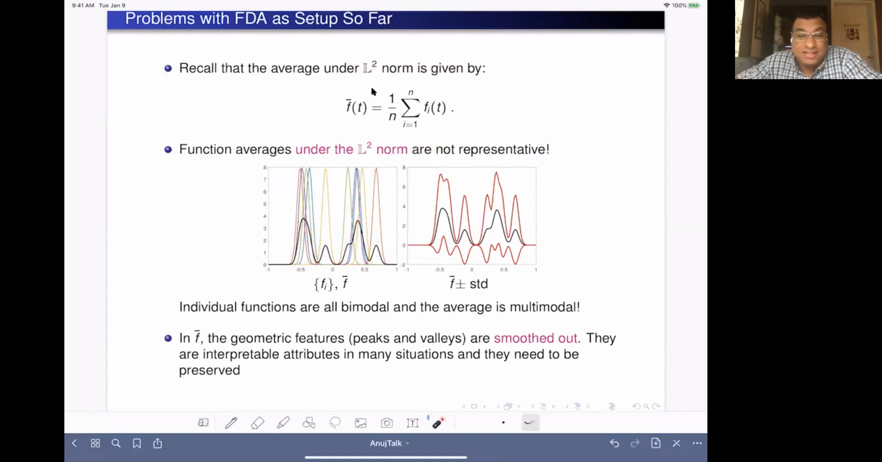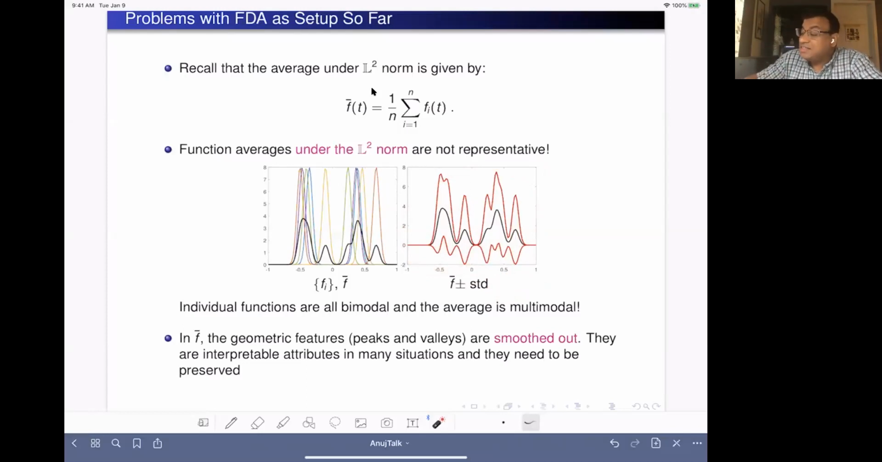So that's certainly a bad representative. I'm taking an average of lots of bimodal functions and I get a function which has 4 or 5 modes. Another way of looking at the problem is that I have a mean and I have a band around it which shows visually the variation in the data. So it's mean plus 1 standard deviation and mean minus 1 standard deviation. And you can see that there is a tremendous amount of variance, vertical variance.